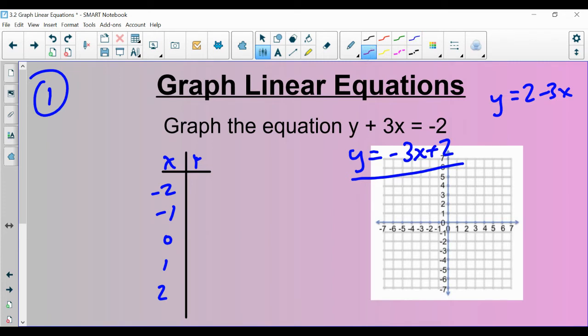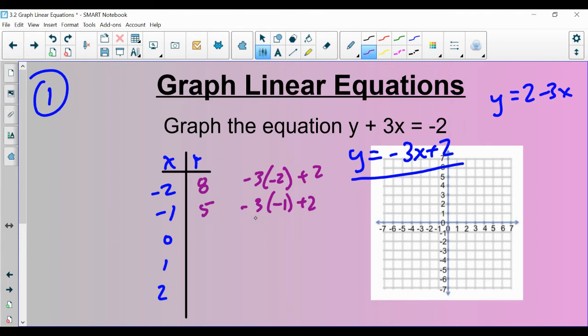which seems exciting because it is. You plug in negative 2 for x, that would be negative 3 times negative 2 plus 2. Negative 3 times negative 2 is positive 6, and 6 plus 2 is 8. Then you can plug in negative 1. Negative 3 times negative 1 plus 2. Negative 3 times negative 1 is 3, and 3 plus 2 is 5.